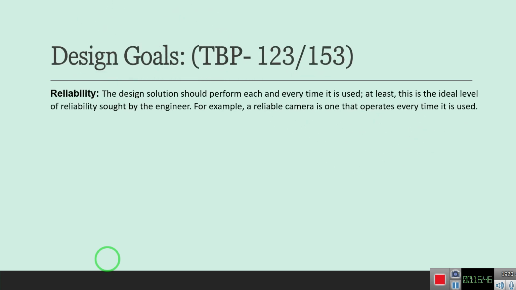Another one, reliability. The design solution should perform each and every time it is used. At least this is the ideal level of reliability sought by engineers. For example, a reliable camera is one that operates every time it is used. So a camera, every time you are using it, should operate the same as the first time, and give good results. If for the first 6 months it is operating well, and in the second 6 months it's giving blurred images and not giving proper results, then the reliability is less. So reliability is that any time the result should be the same; that is called reliable.